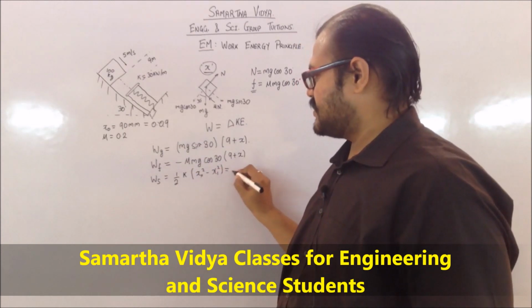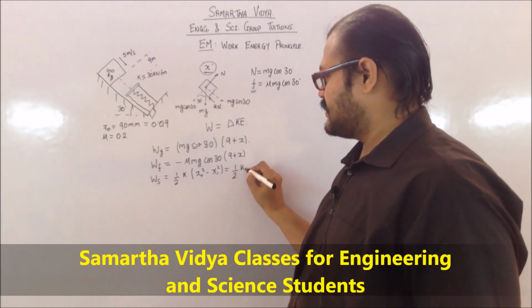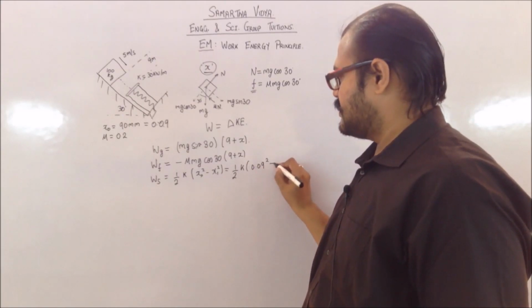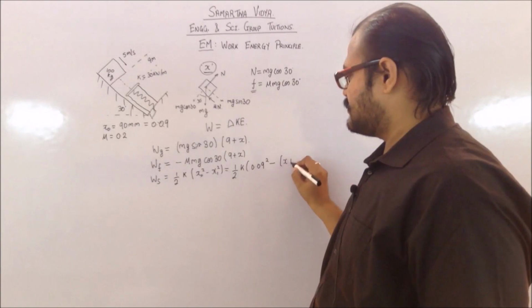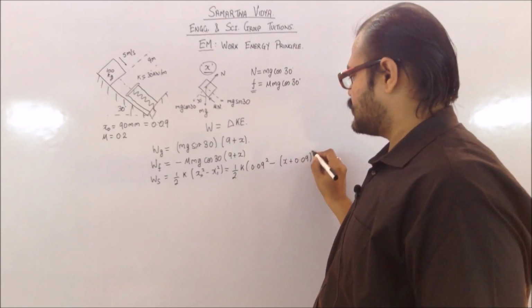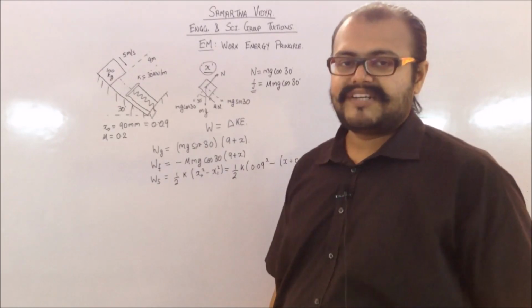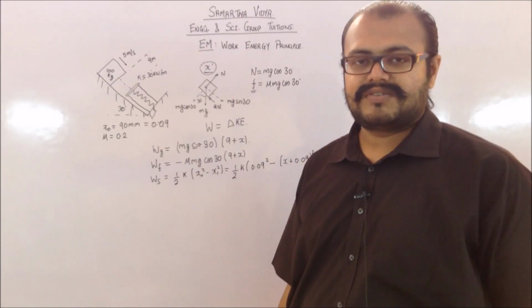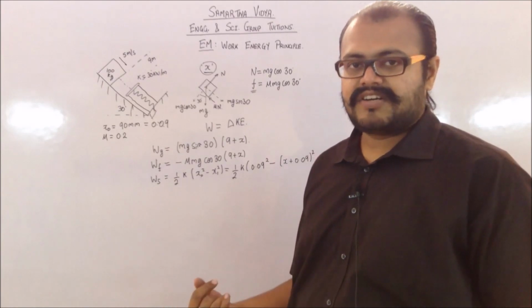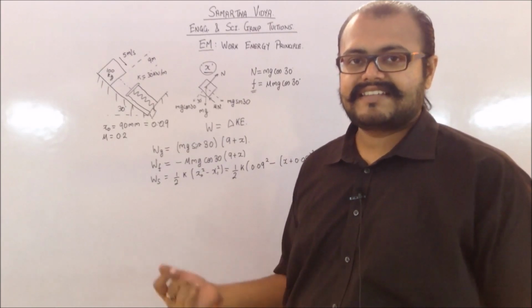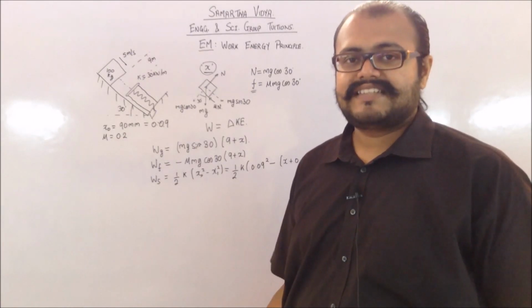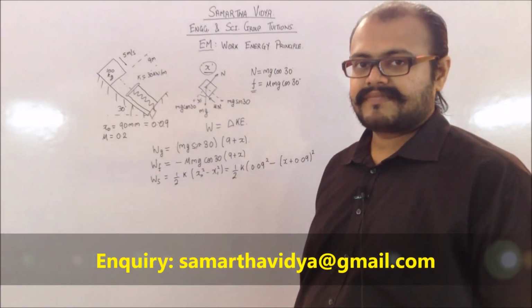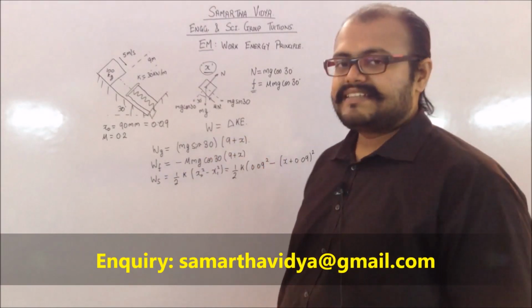So when you are substituting, you will be getting this as half k, x0 is going to be 0.09 square minus, it's going to be x plus 0.09 square. The reason for x plus 0.09 is because initially the compression of 0.09 is present, and after an extra x, the final compression or the change in the length which is going to be present is going to be x plus 0.09. So that is your LHS part in this.